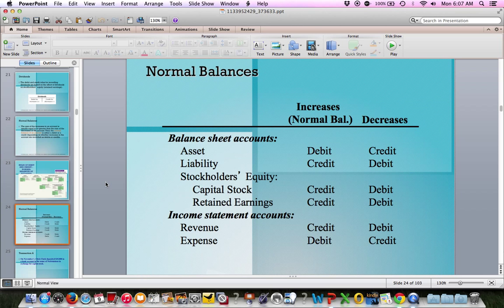And this just summarizes what the normal balances are. So again, it's one of those things that the quicker you get that into your base knowledge about accounting, the better off you'll do in this class. It's just that simple. So if you can just make notes, look through this, you're going to be better off.